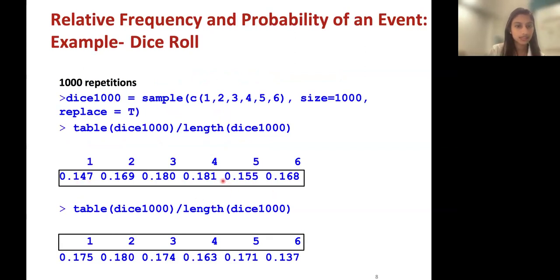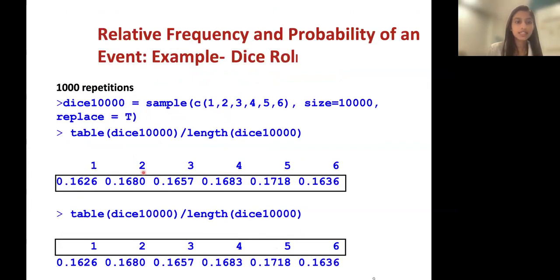It's almost close. There's no 0.2. Everything is in the range of 0.14, 0.16, 0.18, 0.15. When you do it for 10,000 times, you can see that they're all very close to 0.166. Here, 1 is 0.16, 2 is also 0.16, 3 is also 0.165. So if you repeat it for more number of times, it will all converge to the value of the probability that you use.